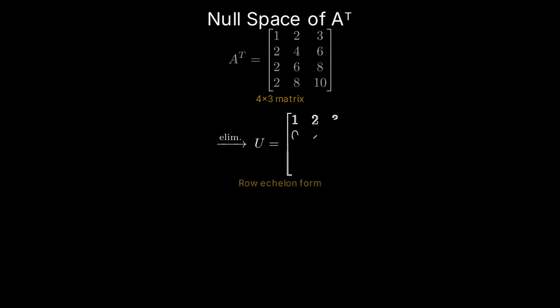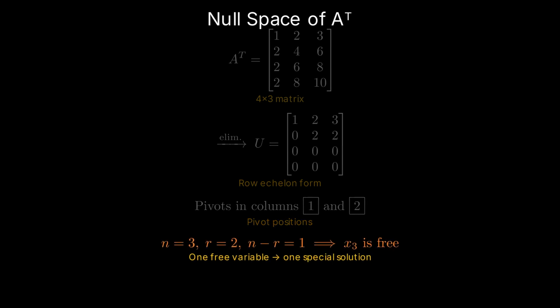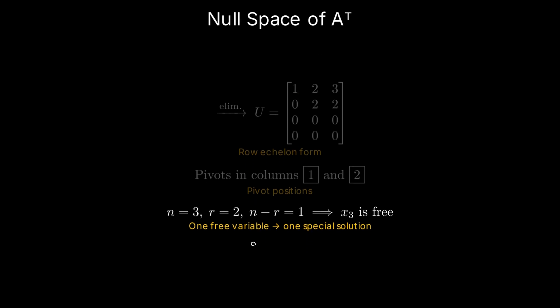To confirm that our recipe works in general, let's apply it to A transpose, which is a 4 by 3 matrix. A transpose equals the matrix with rows 1, 2, 3; 2, 4, 6; 2, 6, 8; and 2, 8, 10. After performing elimination, we obtain the upper triangular form U with rows 1, 2, 3; 0, 2, 2; 0, 0, 0; and 0, 0, 0. The pivots land in columns 1 and 2, so the rank r equals 2, n equals 3 since there are 3 columns, and n minus r equals 1. Right? So that means there is one free variable, x3, and we expect exactly one special solution.